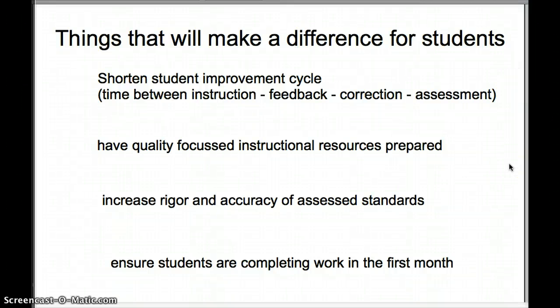Okay, so here's what we're trying to do again with our assessment or instructional model, a subset of which will be our assessment model. We're trying to shorten the student improvement cycle, focus our instructional resources, make sure that our assessed standards are more rigorous, and ensure we are getting students through material, so really focusing on our completion rates, specifically targeting the first month of contact with them.